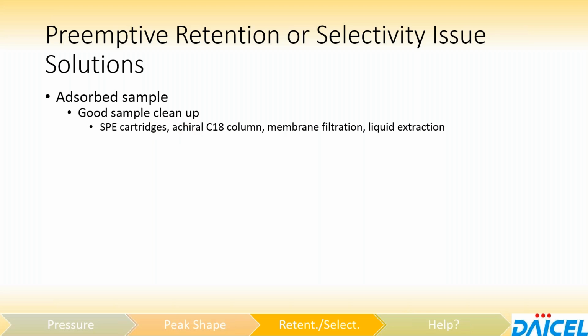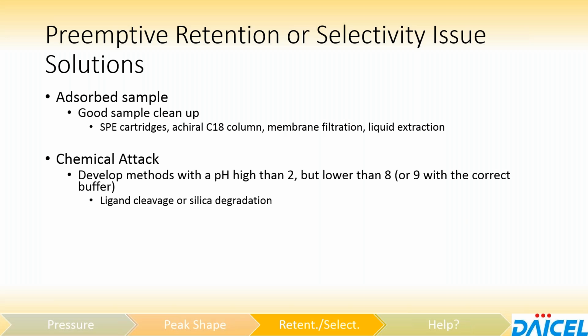If you have particularly sticky components that you might want to separate out, or components that are interfering with the chromatography, do an achiral cleanup beforehand. You might even need to go into membrane filtration or some other kind of liquid extraction to remove those components that are causing particularly negative effects. For chemical attack, make sure that you're developing methods with pHs that are higher than 2 but lower than 8 or 9, as long as you're using the correct buffer.